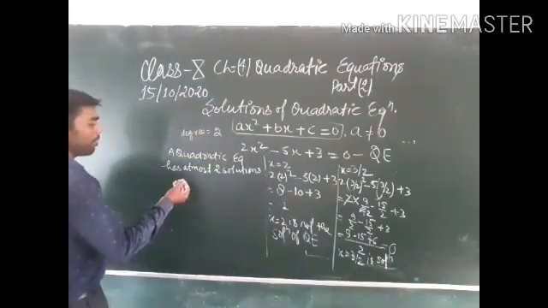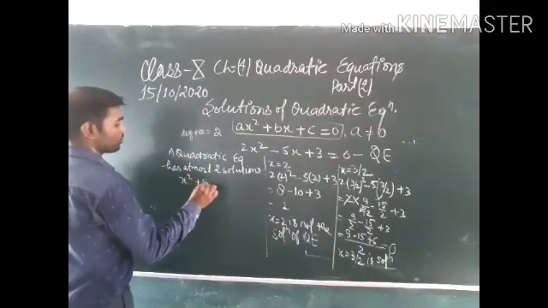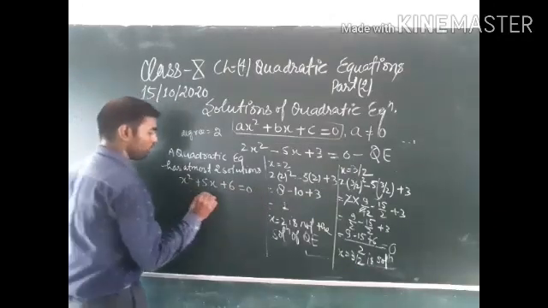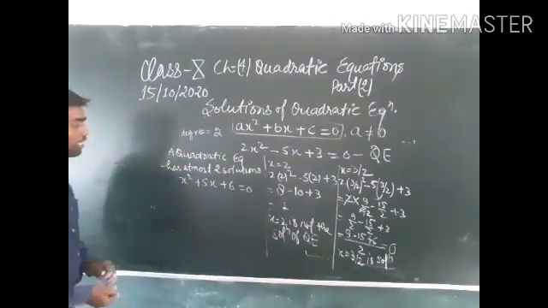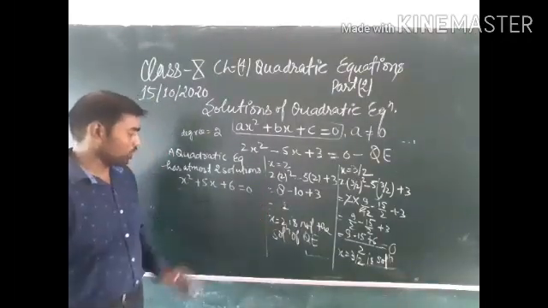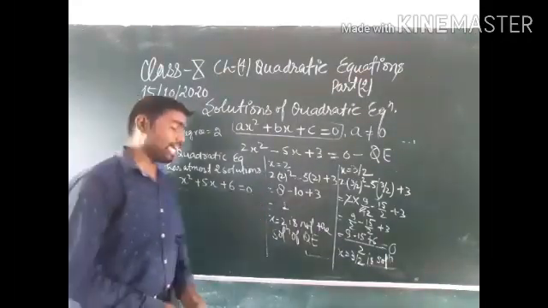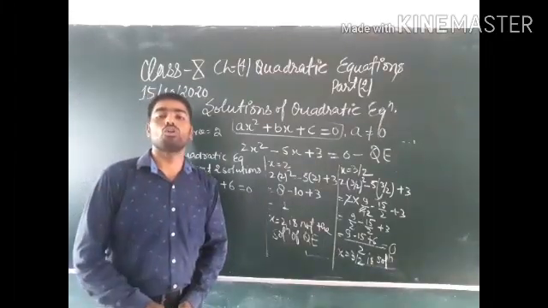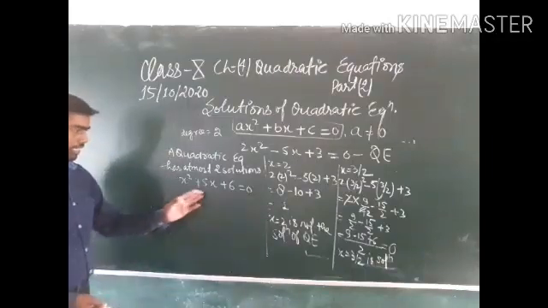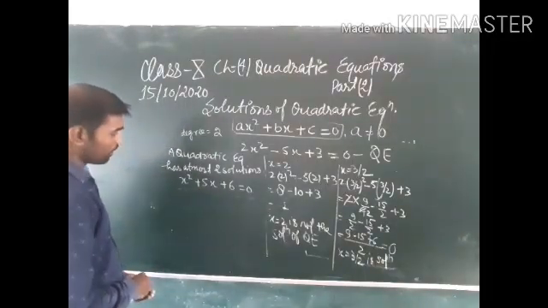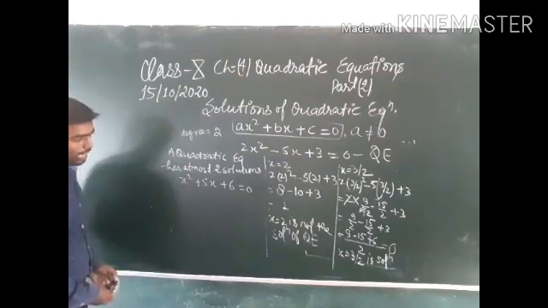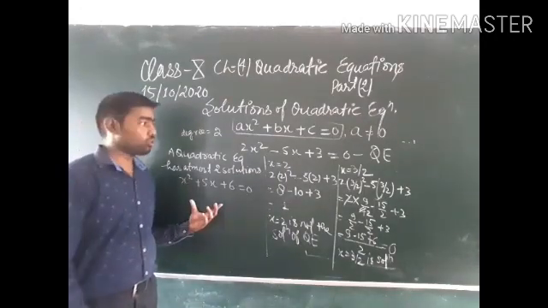When x square plus 5x plus 6 is equal to 0, and we ask how many solutions this given quadratic equation has, we can say there are two solutions. First of all, we find the value of x. This is a quadratic equation and you can solve this question.